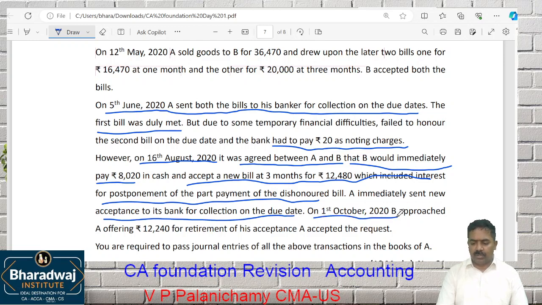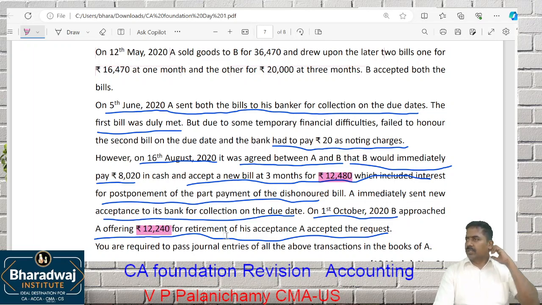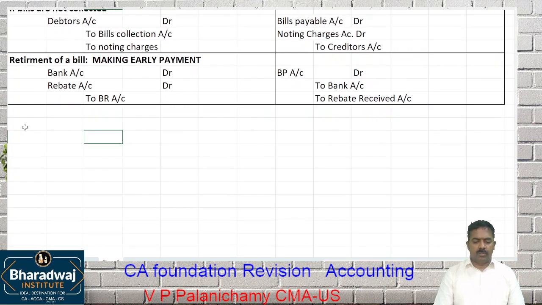On 1st October 2020, B approached offering 12,240 for retirement of the bill. The renewed bill value is 12,480, and that is settled at 12,240. Pass journal entries in the books of A. Read the question once again, then we'll do it. Do they ask you in the books of A or in the books of B? A. Start.